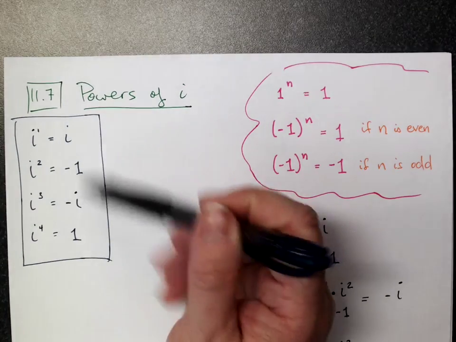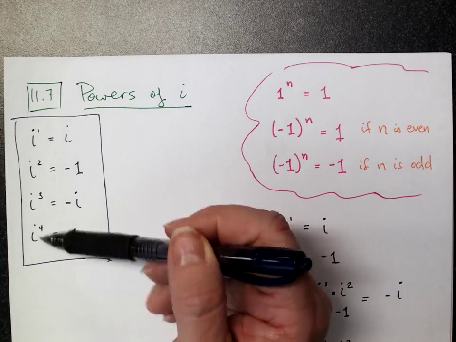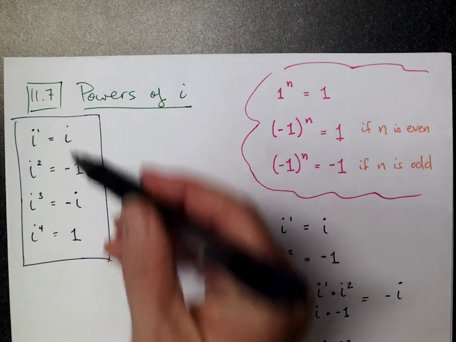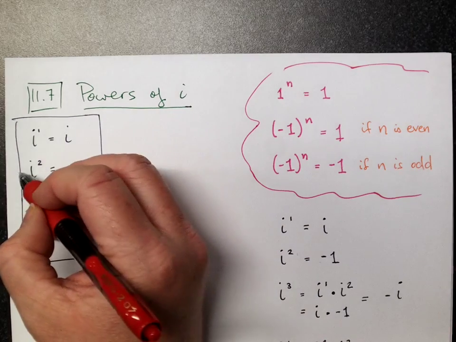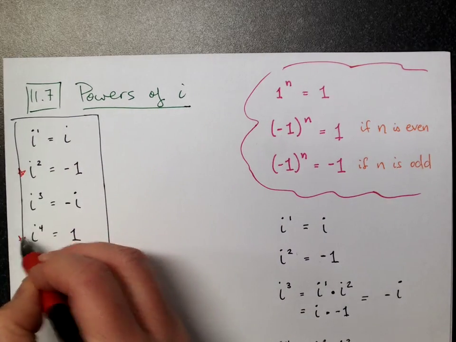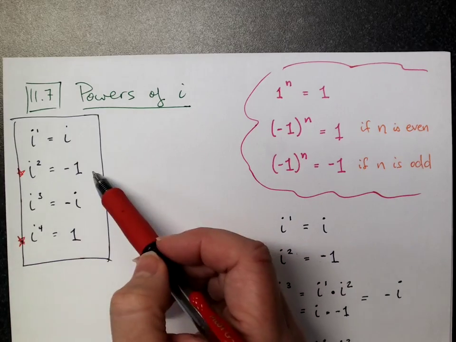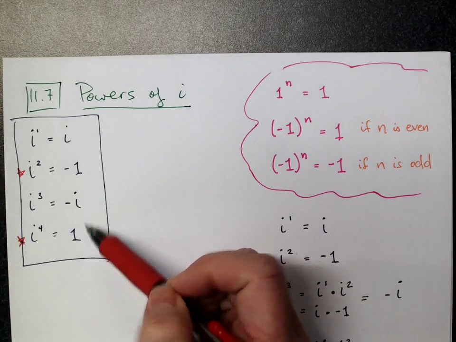And those are the only 4 options. And if you keep going, that pattern is going to repeat. Now, notice the ones that are most useful to us here are whenever we can deal with real numbers. So I squared is -1 and I to the 4th is 1.